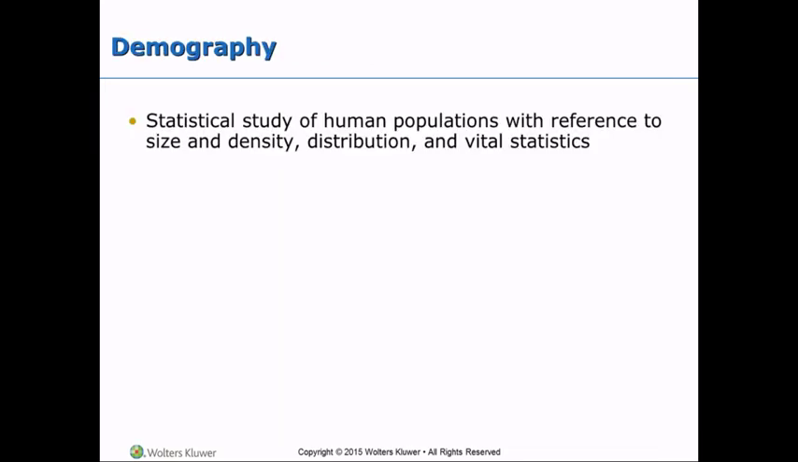You are probably already familiar with the science of demography. This science is the statistical study of human populations with reference to size and density distribution and vital statistics. When you review research articles, the descriptive statistical data in the study are the demographics of the sample population, their age, gender, marital status, ethnicity, etc., whatever the variables of the research study are interested in.